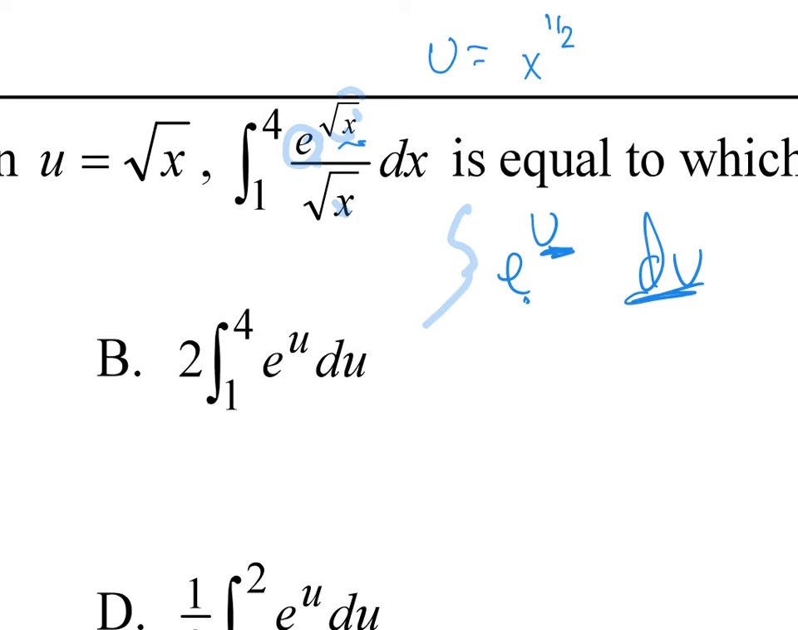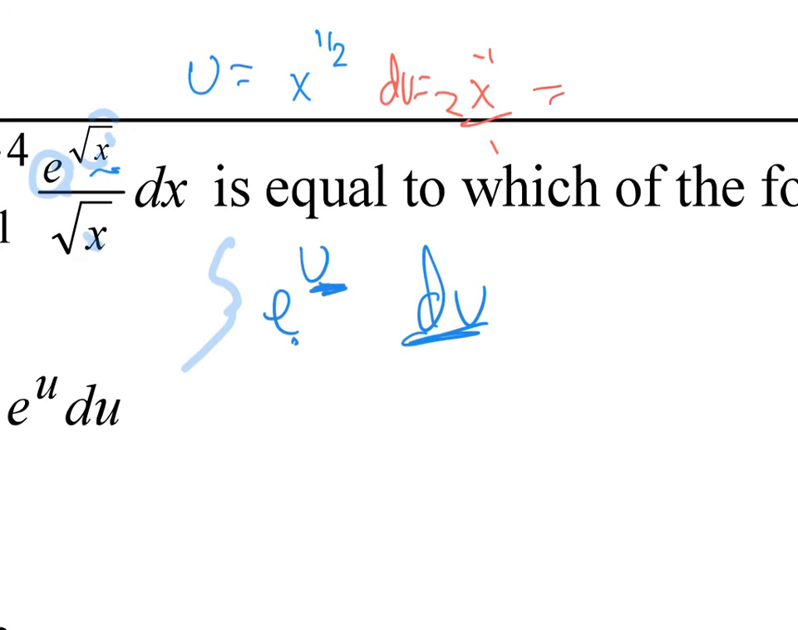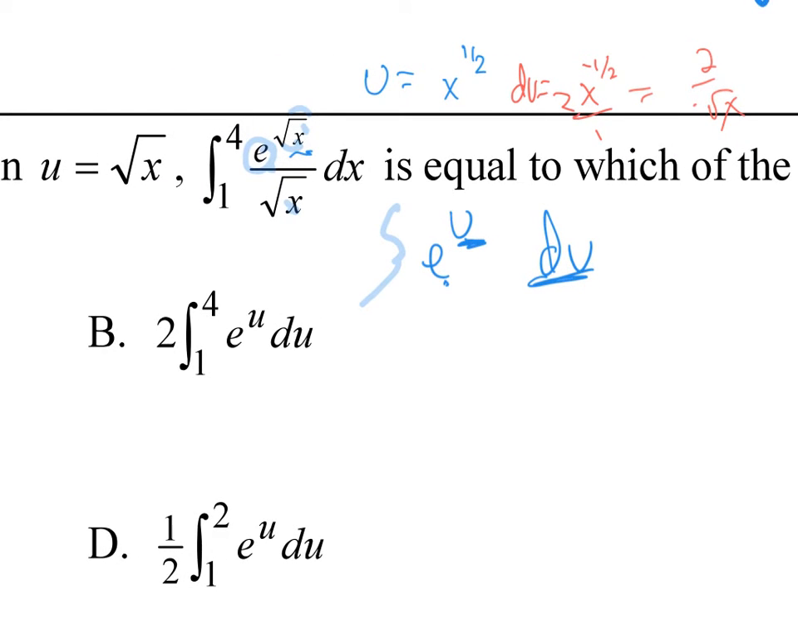Then du would have to be x to the negative half divided by 1/2. That actually looks, in disguise, like 2 over the square root of x. Well, if you look very carefully, I have the square root of x down there. It's perfect. I have everything I need, u and du. What I don't have is the 2.